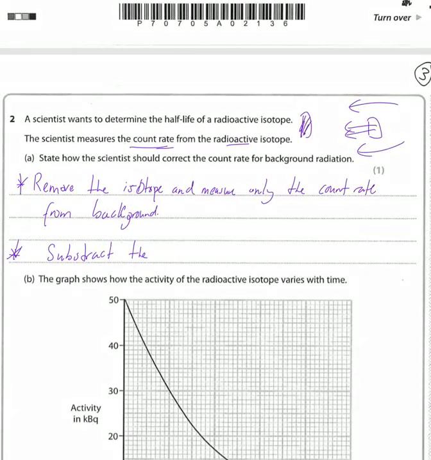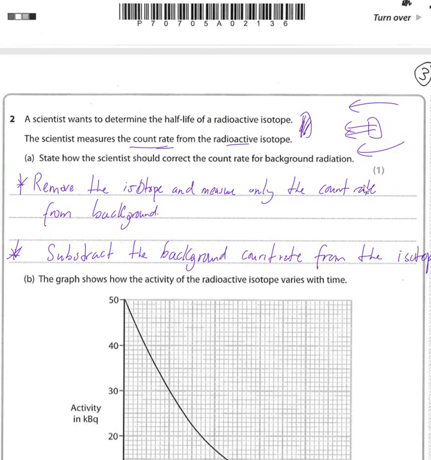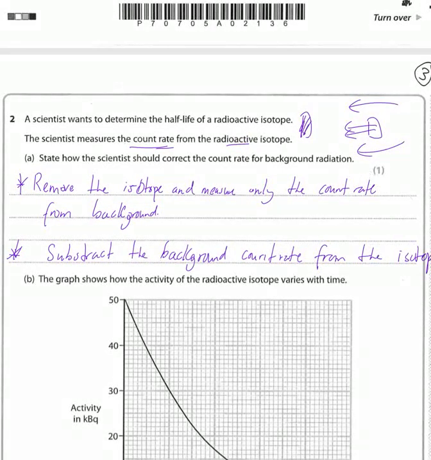Okay, so now that we've removed the isotope and we've got a reading from the background, we can subtract the background count rate from the isotope. That's what we need to do pretty much. That will give you 1 mark there. I know you can even break it down into 3 points, but unfortunately, it's up to you if you want to keep it safe. But this will give you only 1 mark, unfortunately.